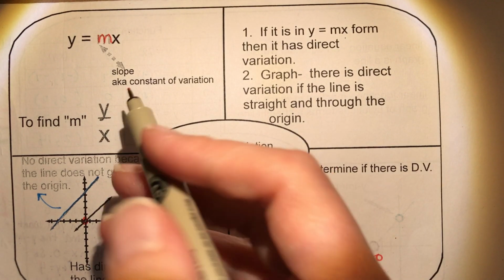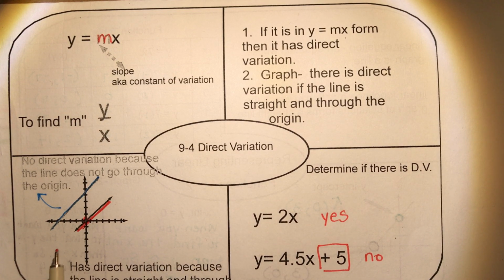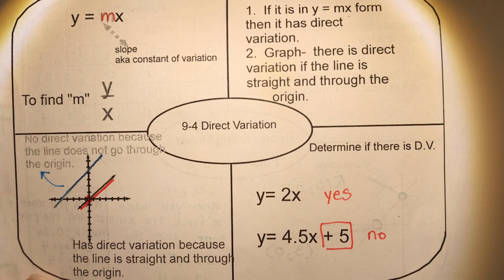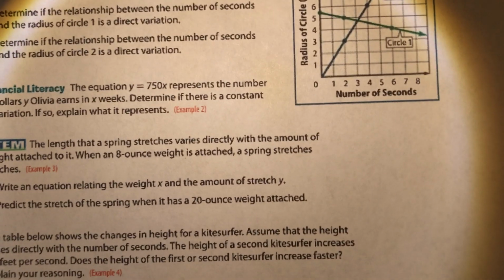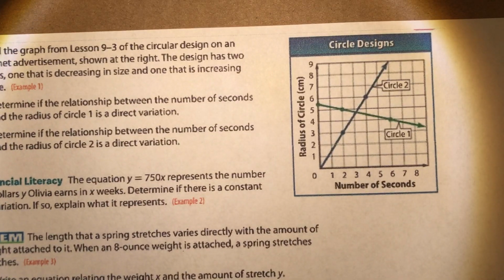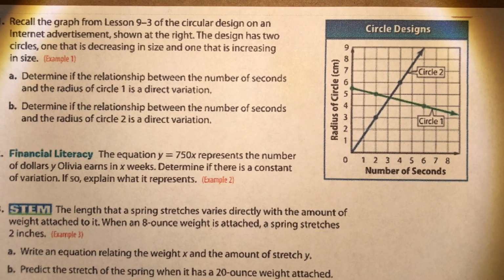Then I'm going to highlight this one a little more reddish. This line has direct variation because the line is straight and it goes through the origin. So again, look at your notes here if that helps you. I'm going to go now through some of the problems. So now let's try a new worksheet and get it all lined up here. Sorry guys, I'll do my best.